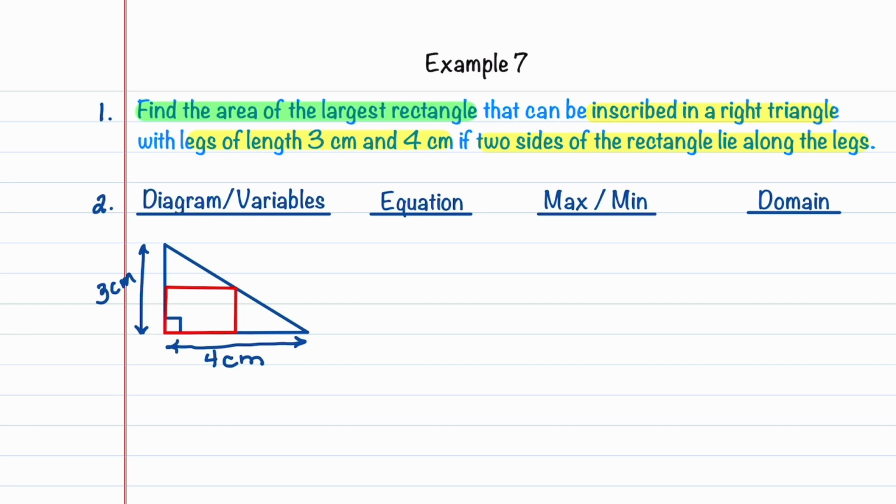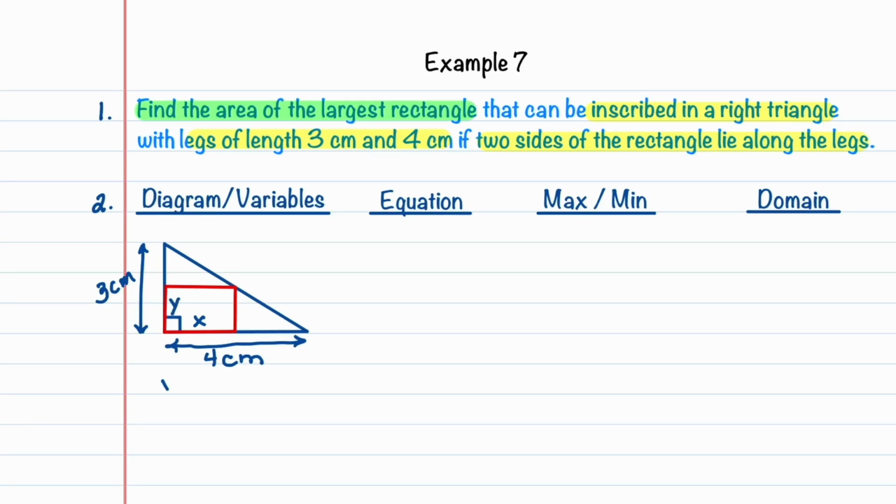Now what we want to do is assign variables. Our variables need to be related to what we want to find. We want to find the area of our rectangle here in red. So we need to make our variables the width and height of our rectangle. So I'm going to let this distance be x and this be y. So let's write that down. x is the width of our rectangle, and then y is the height of our rectangle.